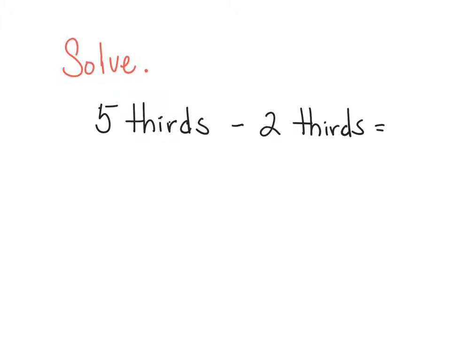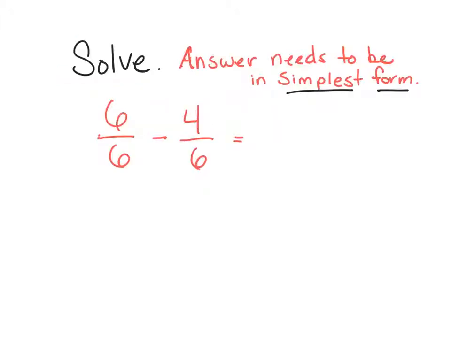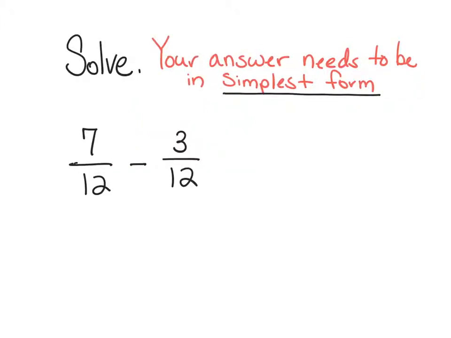You'll try. Solve. 5/3 take away 2/3 is, make sure we're answering in that unit form of thirds. Solve. Now, please make sure that our answer needs to be in simplest form. Please make sure you're finding that greatest common factor. 6/6 minus 4/6 equals, be sure in simplest form or it's going to get marked wrong. Solve. And your answer needs to be in simplest form, 7 twelfths minus 3 twelfths.